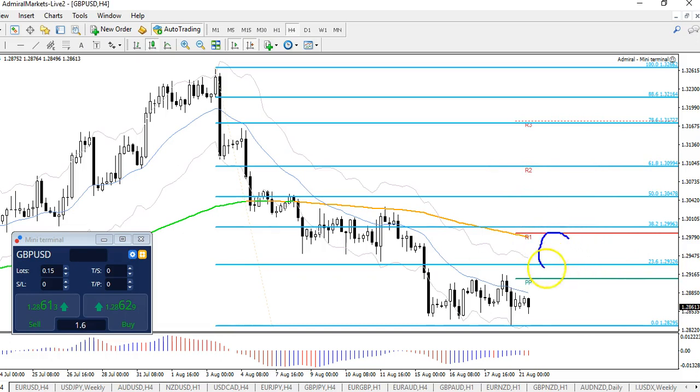So this is a bullish zone in my opinion right here, and this is a bullish zone there, with of course respect also to be expected at the 50 fib too.